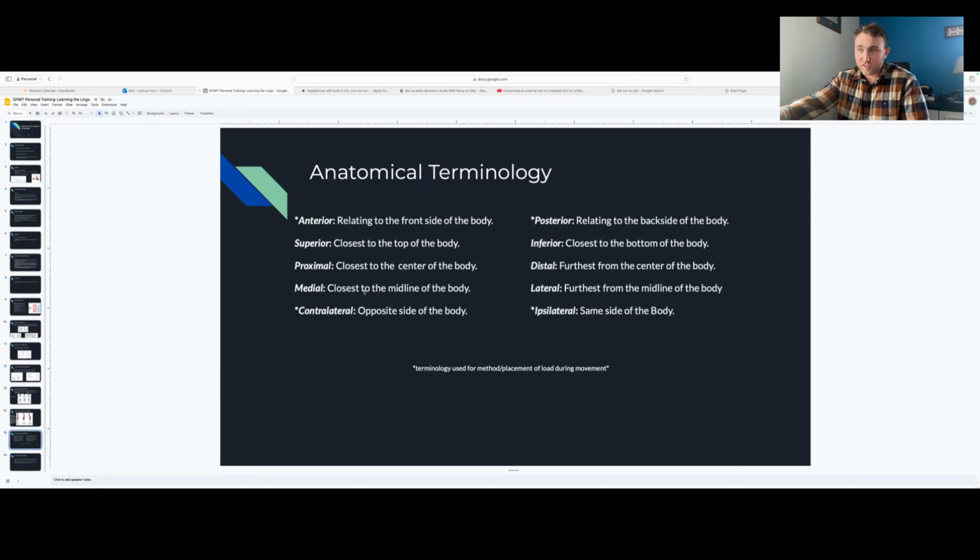So let's start with those four. Anterior relates to the front of the body. So what would an anterior load be? If we think of front of the body, it would be a goblet squat.